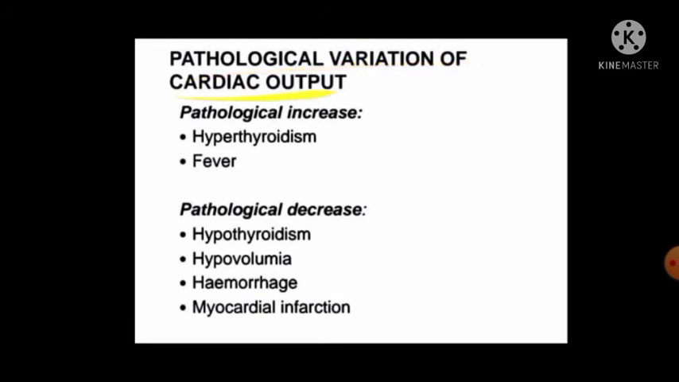Pathological variation of cardiac output. Pathological increase includes hyperthyroidism and fever. Hyperthyroidism means an increase in the secretion of the thyroid gland. Pathological decrease occurs in hypothyroidism, meaning a decrease in the secretion of thyroid hormone by the thyroid gland, and in hypovolemia and hemorrhage. Hemorrhage means loss of blood during injury. Myocardial infarction, MI, is also called a heart attack.